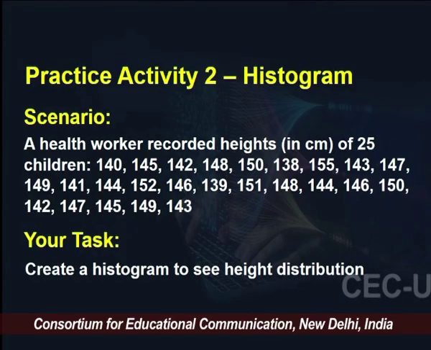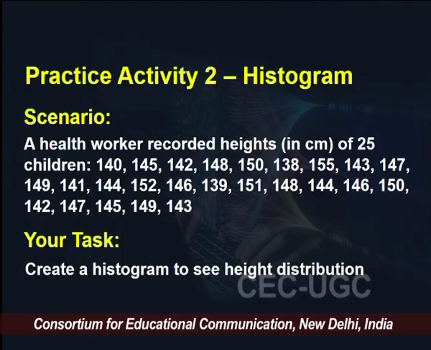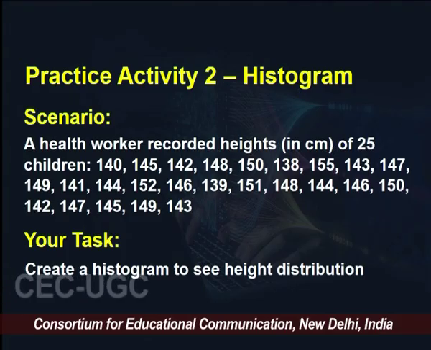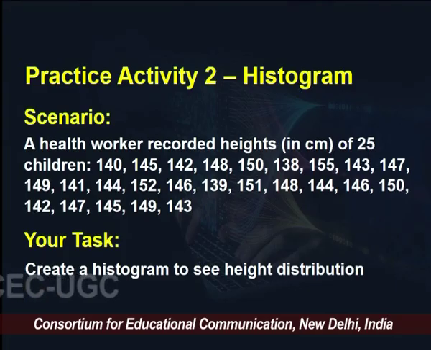Similarly, you can also do a practice activity for a histogram. The scenario here is something like this. A health worker has recorded heights of 25 children in centimeters. So we have different numbers, 25 numbers to be exact, of heights of 25 children. So it's 140, 145, 142 and all the way to 149 and 143. Your task is to create a histogram to see the height distribution.